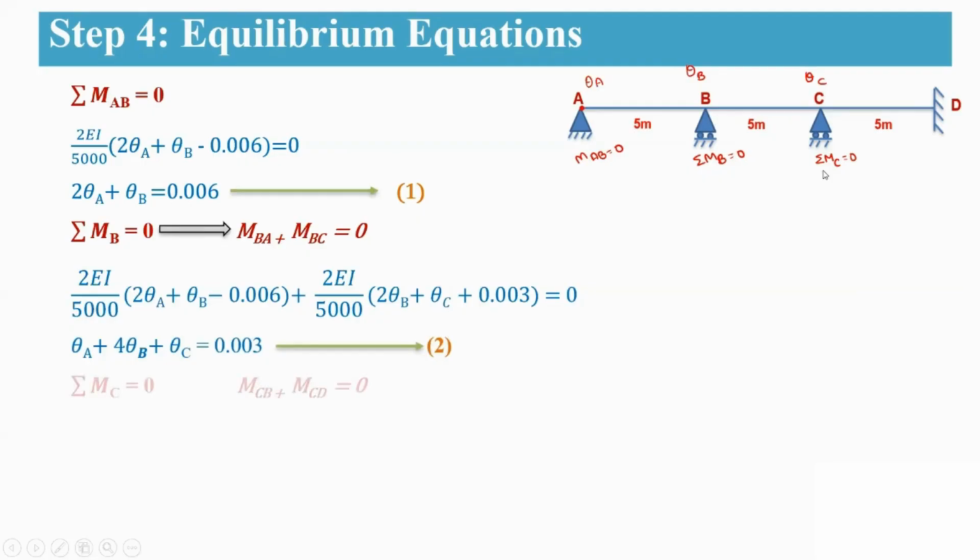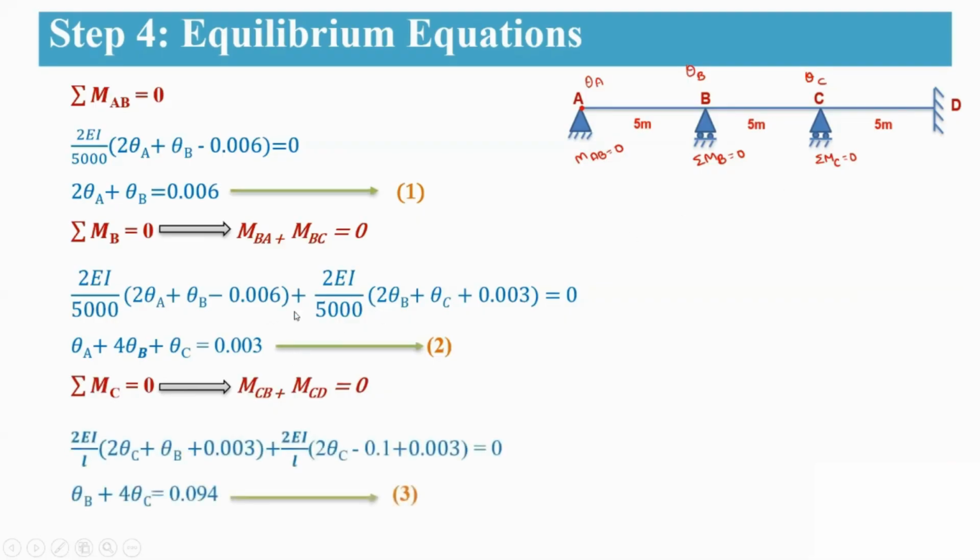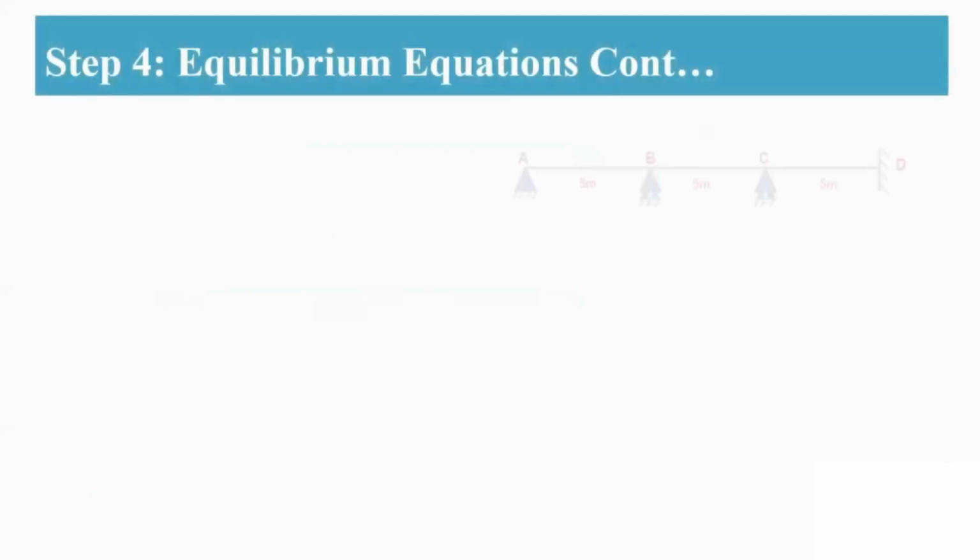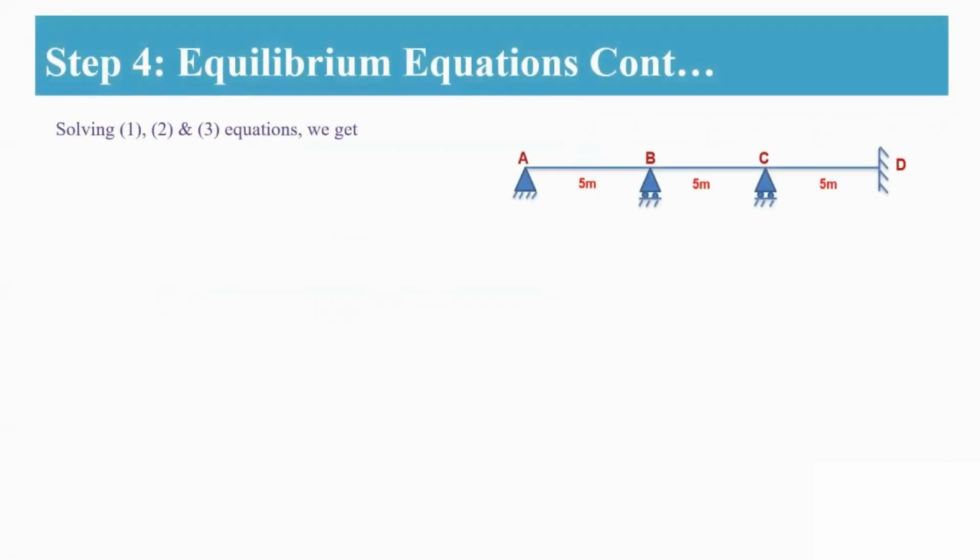Now coming to the third point, sigma MC will be equal to 0. That is the moment in CD, and CD will be equal to 0. By substituting these equations, you are going to get equation 3. Now we are going to solve all three equations and determine theta A, theta B and theta C. So in the next step, you are going to solve equations 1, 2 and 3.